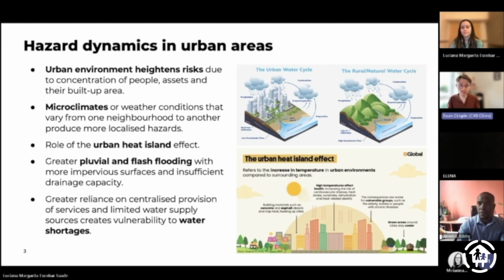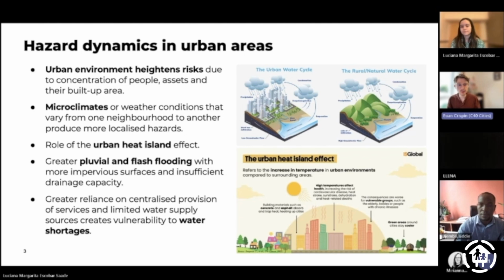There are also strong microclimates, or weather conditions that vary a lot from one neighborhood to another and produce much more localized hazards, which again has lots of implications in terms of early warning and needing to have more granular detail when it comes to forecasts, because it can vary so much across the city.